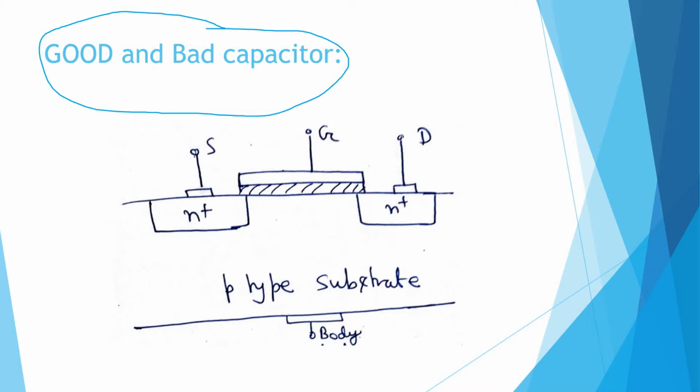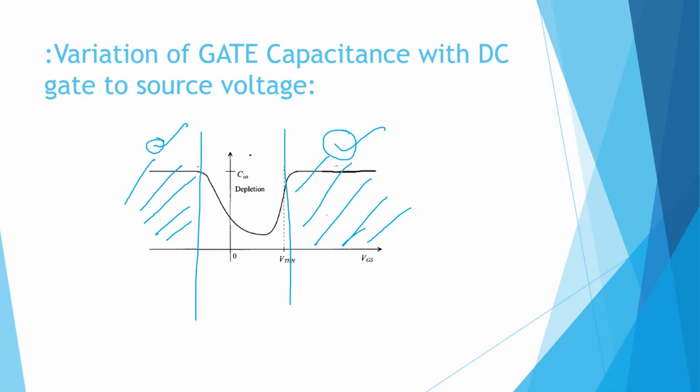Source, gate, drain, 3 terminals, and the body is basically short circuited with the source, as you know from the basic device operation. And in this case, when we are using the MOSFET as a capacitor, as you know from the explanation of my previous video, both the source and drain are basically grounded. Okay, and now, just consider this case.